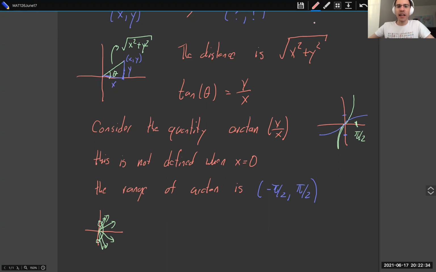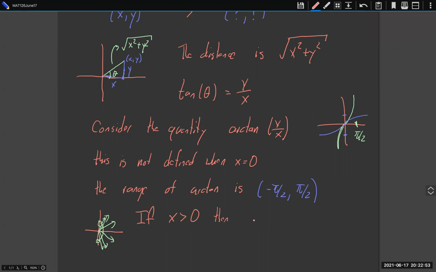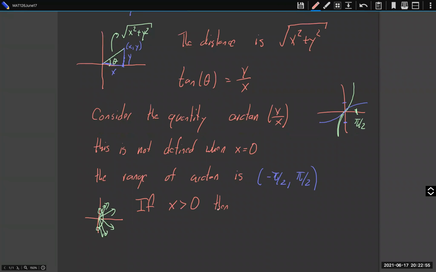Now, if my x coordinate is greater than 0, then what can I say about the angle if I just naively look at the angle? Will an angle in this range work? Yes. So if x is greater than 0, then an angle in this range works.